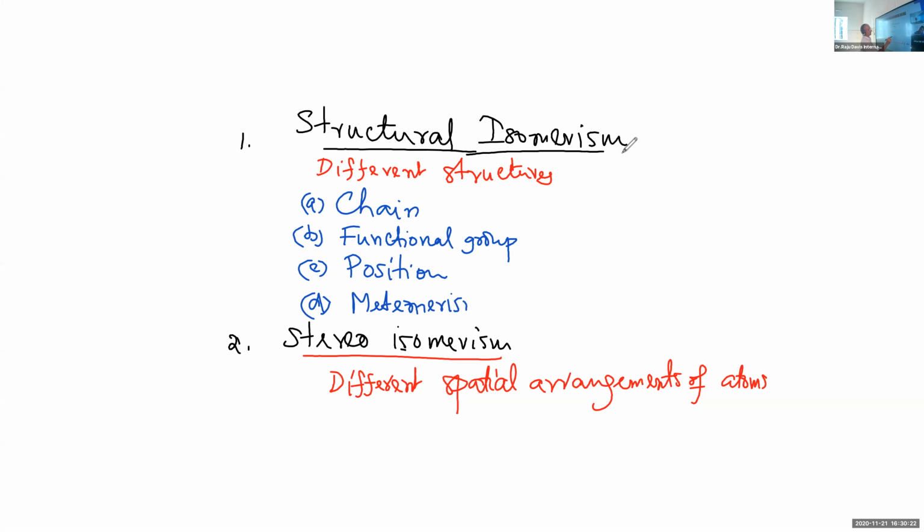Metamerism. So, structural isomerism is classified into chain isomerism, functional isomerism, position isomerism, and metamerism, while stereoisomerism is classified into geometrical isomerism, and the second is called optical isomerism. Optical isomerism is the only one you have studied in the 10th standard.